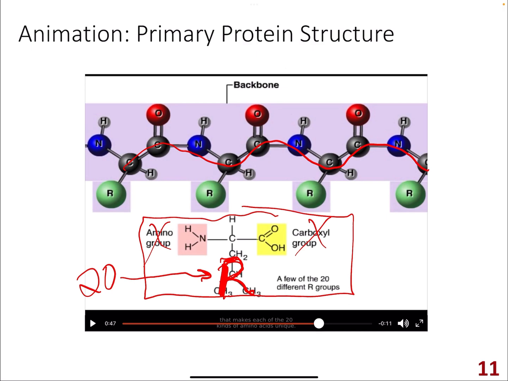Just understand that the building block of proteins, its monomer, is called an amino acid. But you don't need to know the structure of it other than it is a building block of a carbon chain.